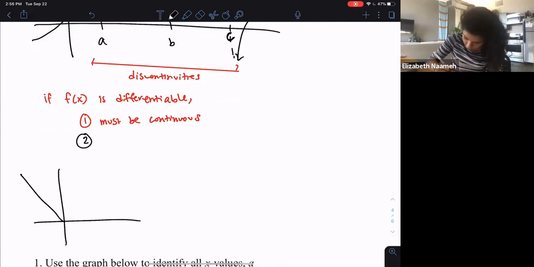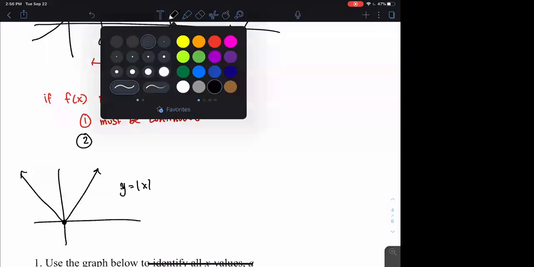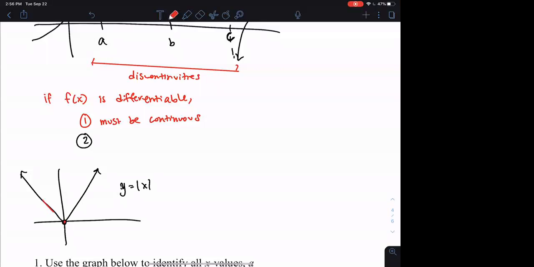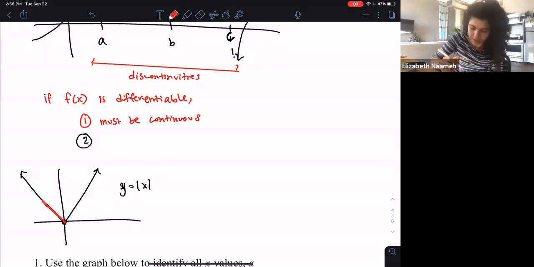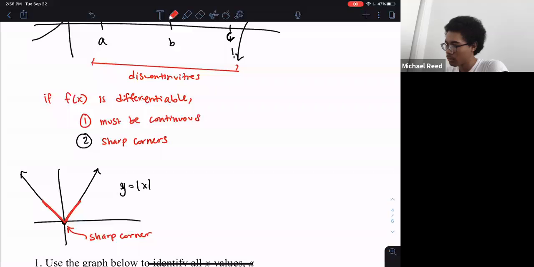Here's another example. Draw the y equals absolute value of x graph. At x equals 0, the slope doesn't exist. Why? It's a sharp corner. The left-hand derivative is negative and the right-hand derivative is positive. So even though it is continuous, it's not differentiable. Write down: at sharp corners, it is continuous but still not differentiable at x equals 0 because we have a sharp corner. We learned this last time, if you recall.